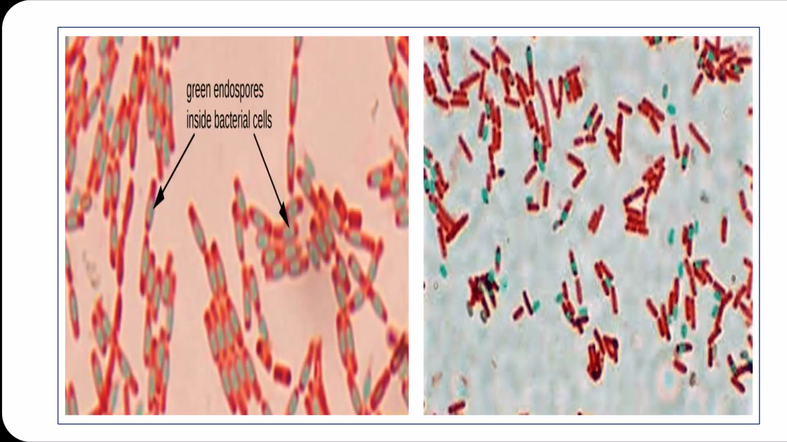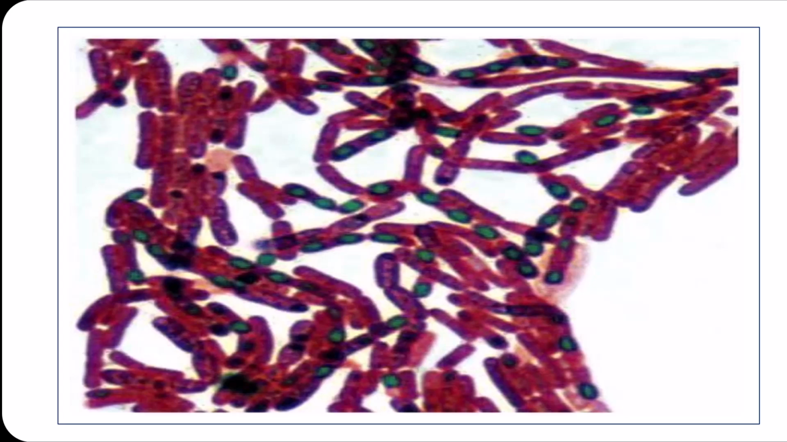See here in this image, the rest of the bacterial cell will take the counter stain, which is usually red, while the spore appears green according to the staining procedure. So you can see the result of the spore stain. As you can see here, the green color is the color of the endospore, while the pink or red color is the color of the vegetative cell. So the endospore inside the bacterial cell will take the green color, while the rest of the bacterial cell will take the red or pink color.